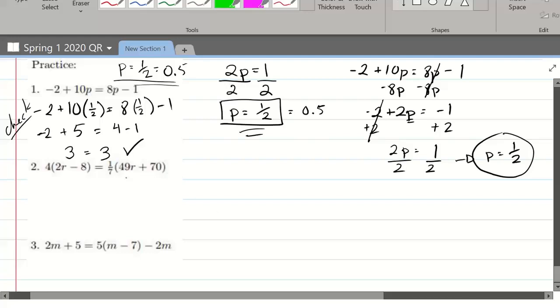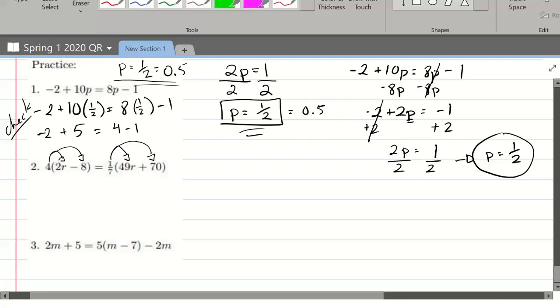Now, the first step you should do whenever you see parentheses, right, is to distribute, right? So let me erase this right here, make some space. First thing, again, is always distribute, right? So this 4 gets distributed to the 2r, and it gets distributed to the 8. This 1/7 gets distributed to the 49r and to the 70, right?